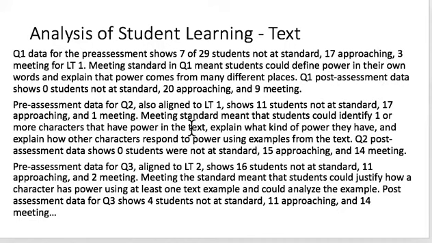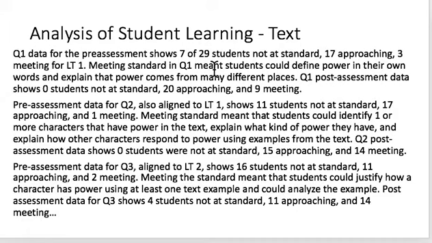So for example, question 1 data for the pre-assessment shows that 7 of 29 students are not at the standard, 17 are approaching, 3 are meeting, right? And again, this is for learning target 1, tying those two things together. Meeting standard in question 1.